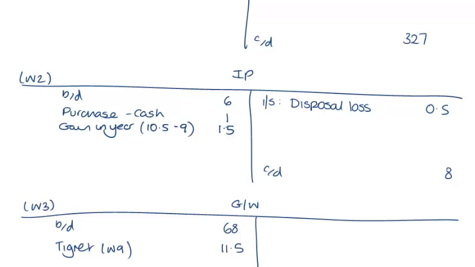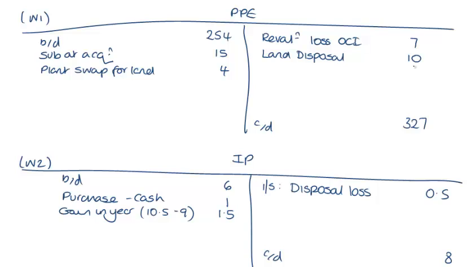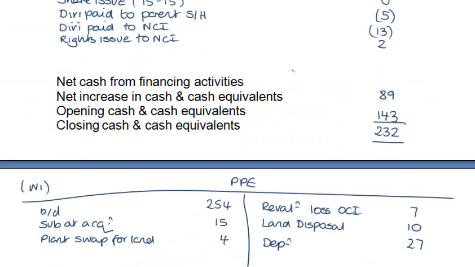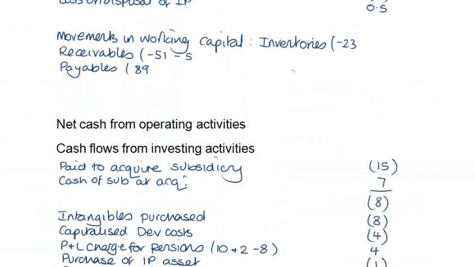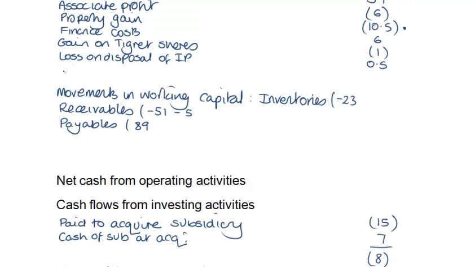Depreciation for the year is 27, so we go to PPE. Depreciation is 27. I'm going to add that depreciation back to profit because it's a non-cash expense. We've got a goodwill impairment. We'll come back to that, related to those subsidiaries which are 100% owned. There's no NCI considerations.